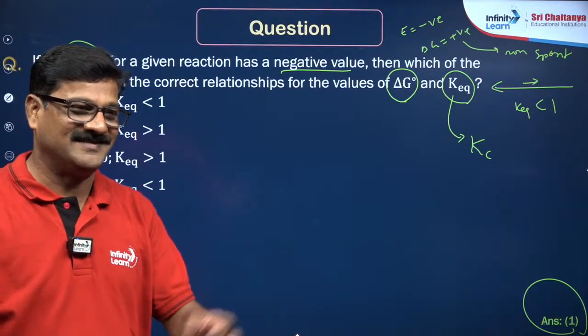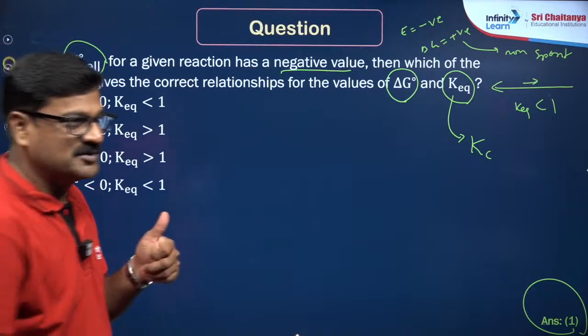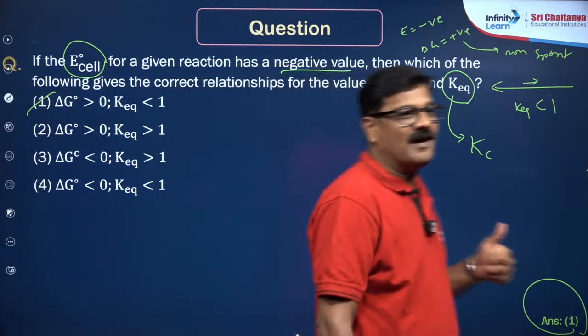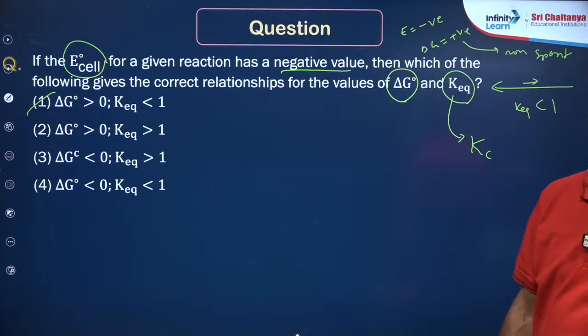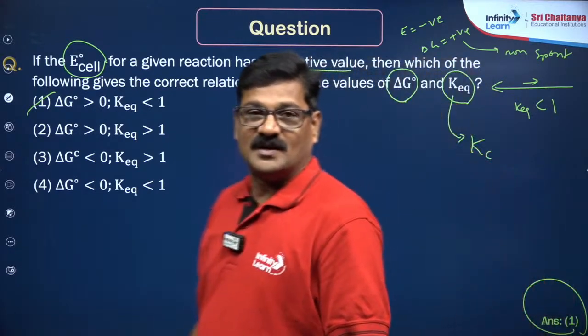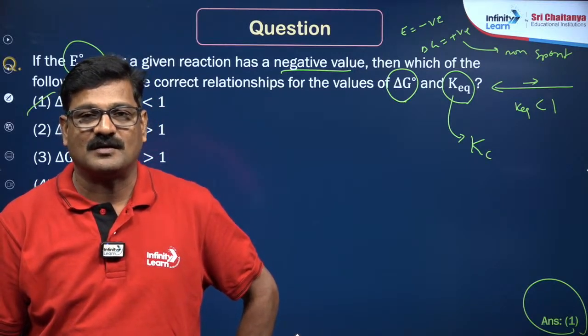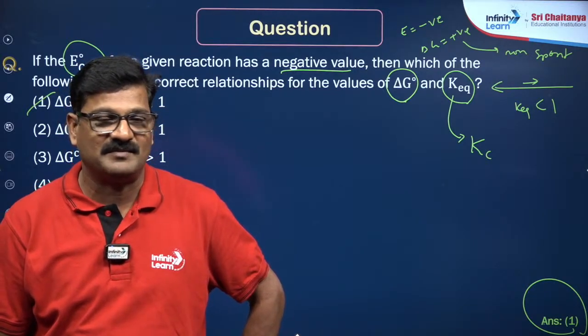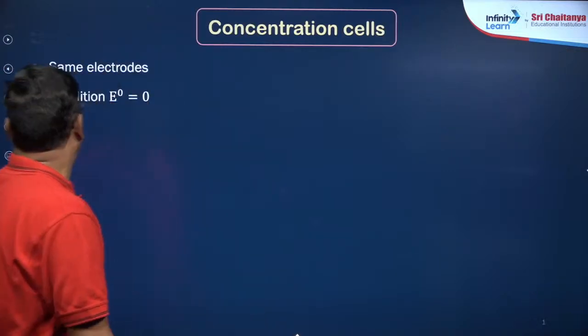Sheshu, now you understood, right? Give thumbs up emoji. Yes. If you have a Kc or Kp, they are called equilibrium constants. Kc is the equilibrium constant in terms of molar concentrations, Kp is the equilibrium constant in terms of partial pressures. Okay, now we will move ahead.